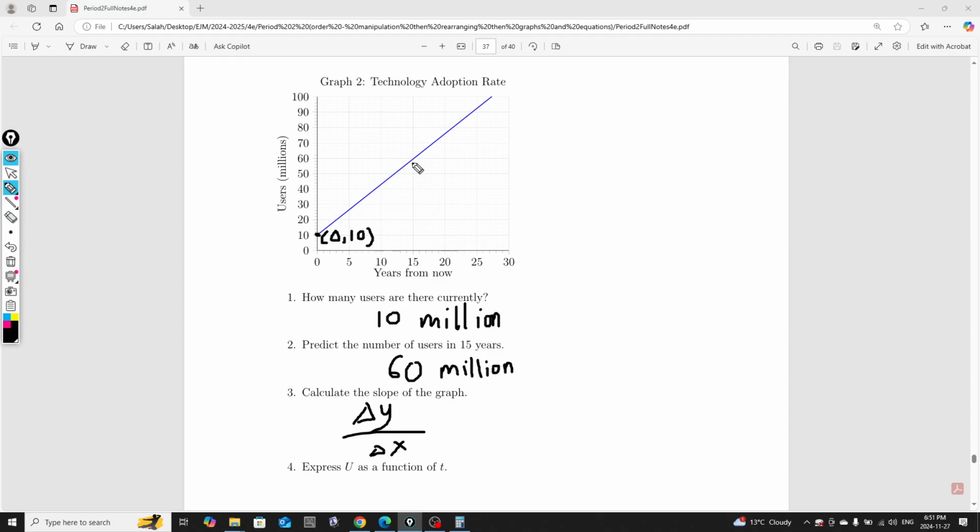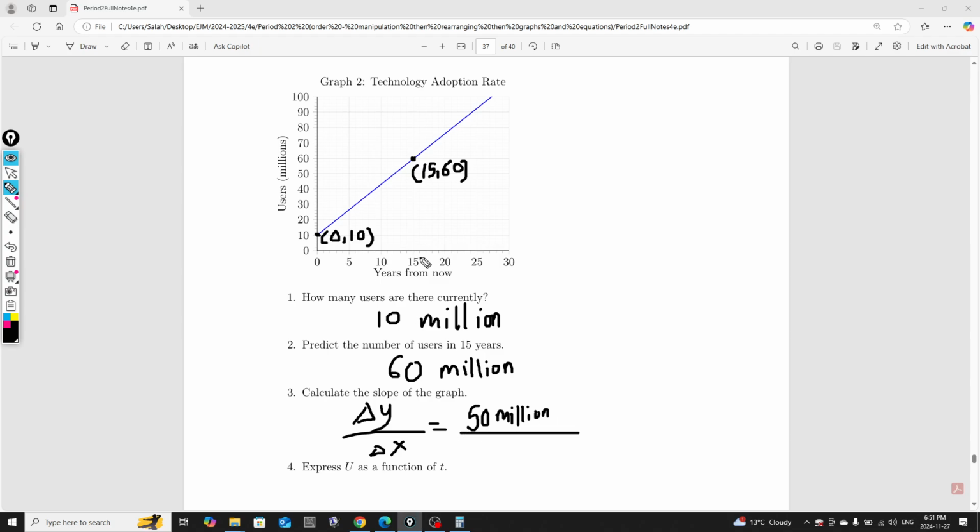The second point that I'm going to go with is actually the point that we just covered right now with how many users there are in 15 years, right? In 15 years, it looks like our line was going exactly through 60. So I'm going to say 15 and 60 are the coordinates here. Okay, and I do the same steps for the slope of the graph, right? So I'm going for the vertical change to go from point 1 to point 2. Well, here at point 1, my y value is 10. And at point 2, my y value is 60. That means I went up a change of 50. So that's going to be 50 million.